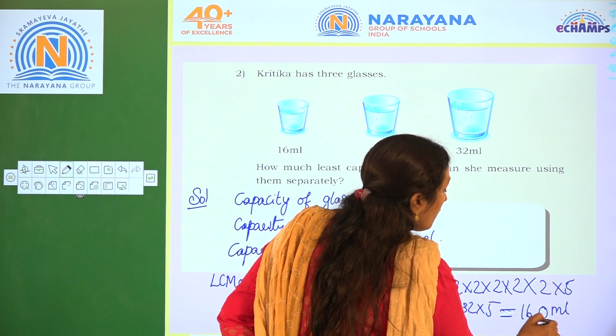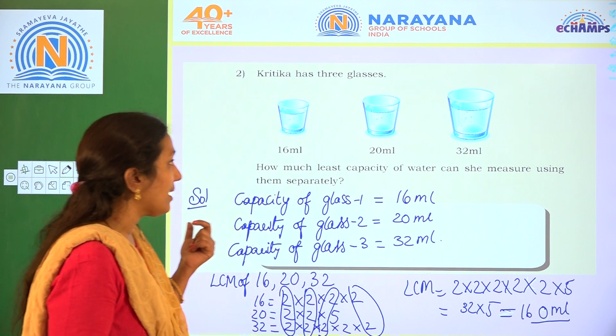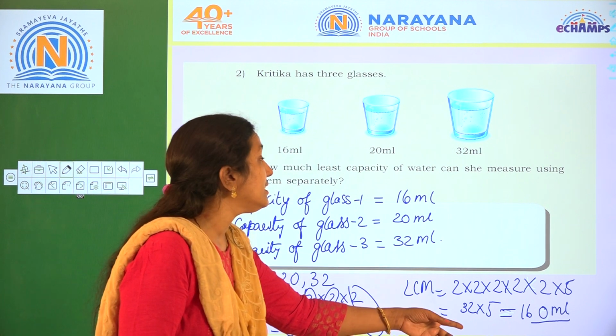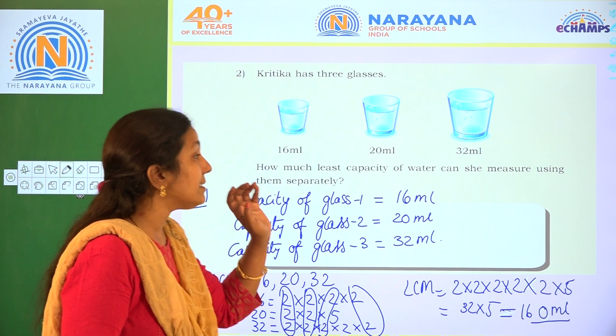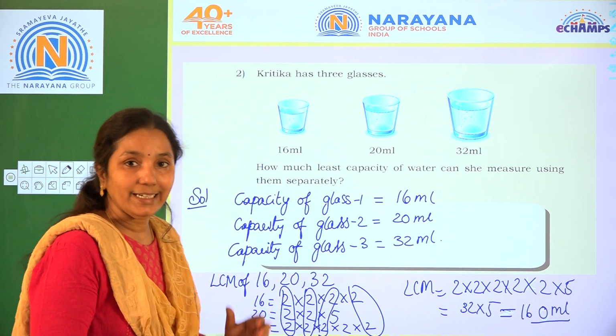So that is a 160 ml glass. If she takes a 160 ml glass, she can measure them separately. Got it, children?